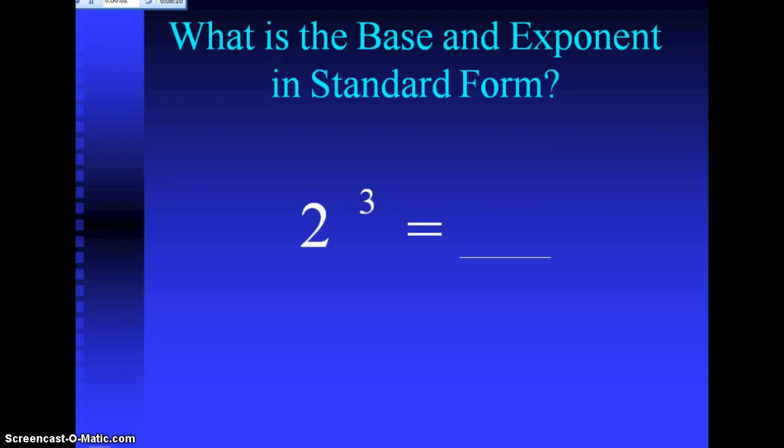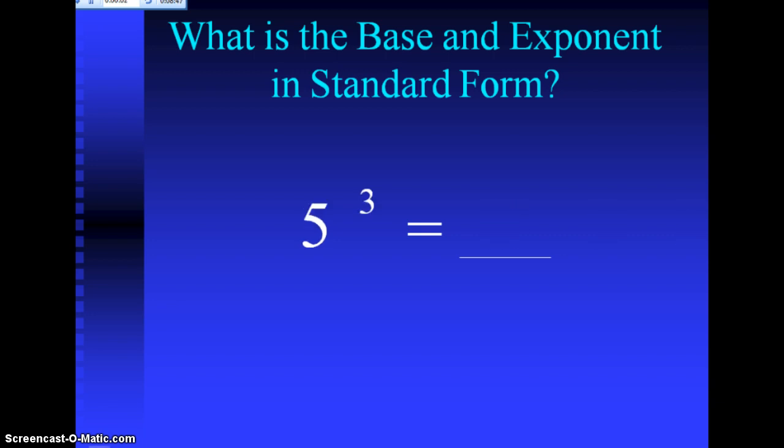2 cubed, if we found the value of 2 cubed, what would we do for that number? You should multiply 2 times 2 times 2, which would equal 2 times 2 is 4, 4 times 2 is 8. So the value, or standard form, would be 8. 3 squared, what does that mean? It means 3 times 3, which would equal 9.